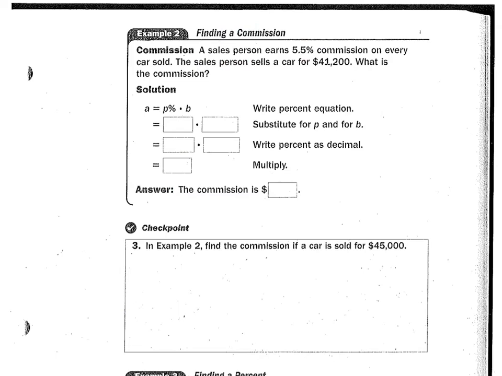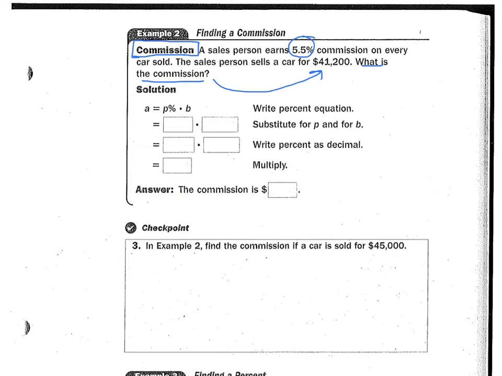Remember, we've talked about commission. Commission is what salespeople earn. They get a percent of what they sell. It says a salesperson earns 5.5% commission on every car sold. The salesperson sells a car for $41,200. What is the commission? Well, you can think of it as part over total equals percent over 100. In this case, here's your percent, you put it over 100. This is the total amount of the car. We only get a portion of that.